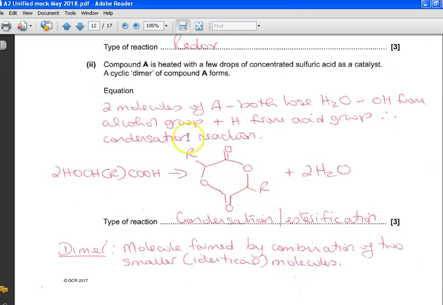Okay, so you're told it's heated with concentrated sulfuric acid acting as a catalyst. So we've got 2 molecules of A, and they're both going to lose water, from the alcohol group and the H from the acid group. So it's going to be a condensation reaction, and this will be your dimer. If you look at it, it's really the only way that it could be joined together if you've lost 2 water molecules.